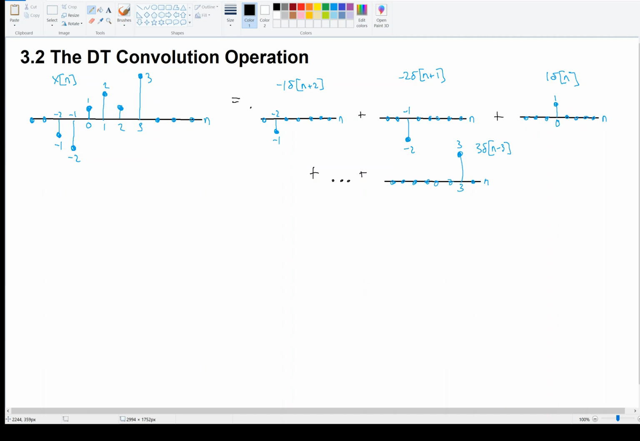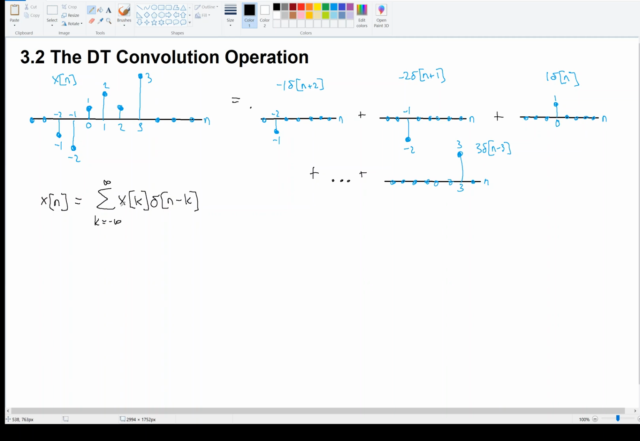Of course, I don't want to worry just about this x of n. I want to be concerned with the general case. So in general, any discrete time signal can be represented like this: the sum over k from -infinity to infinity of x of k times delta of n minus k. That's the first thing that you need to be concerned with and comfortable with here.